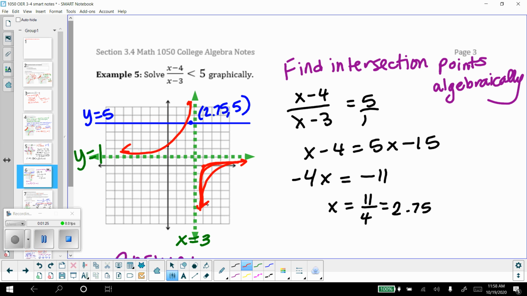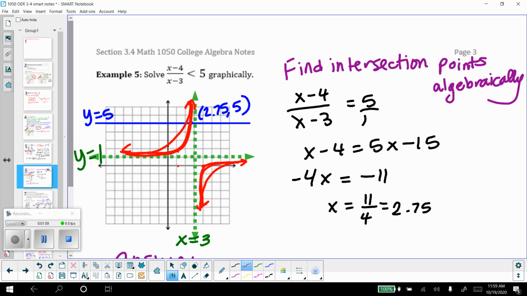But that is enough to tell us that that branch is going to be down in this part of our graph. And then if we wanted another point, we could just plug something in over here, like plug in a 1. So 1 minus 4 is negative 3, and 1 minus 3 is negative 2. So negative 3 divided by negative 2 would be positive 1.5. So if we go right 1, up 1.5, so again, my graph isn't totally accurate, but it would be through this corner, correct? So then we graph the line y equals 5, so that's this blue line.